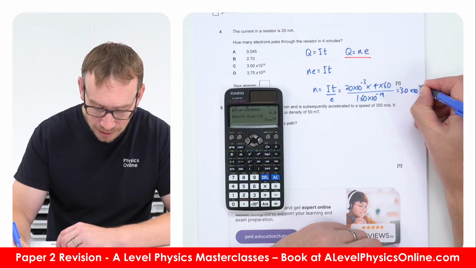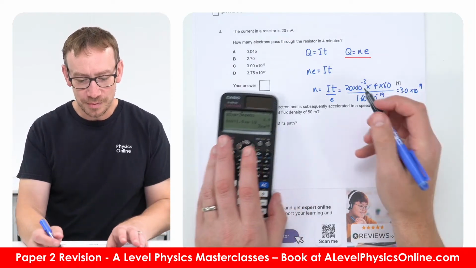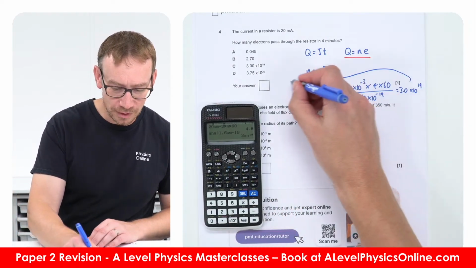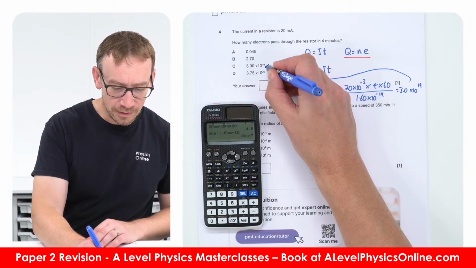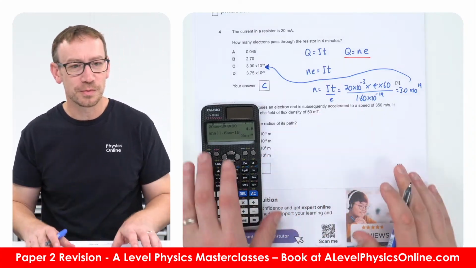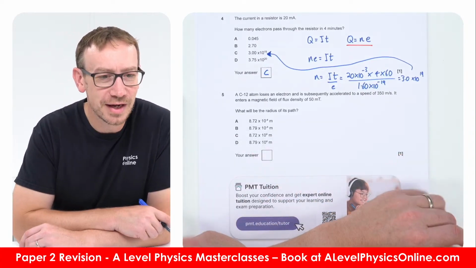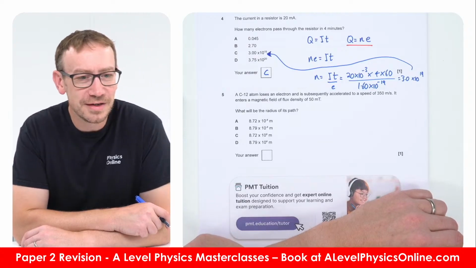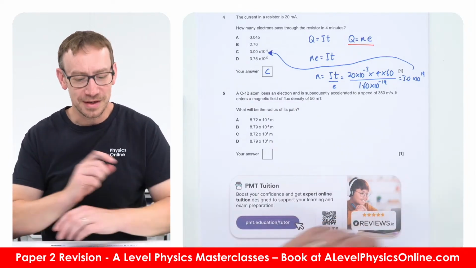3.0 times 10 to the 19. So it's going to be a big number, and therefore the closest one is this one over here. The answer is C, which is what loads of people got. Jack, Ashraf, AG2 San, loads of people getting C. Good stuff.